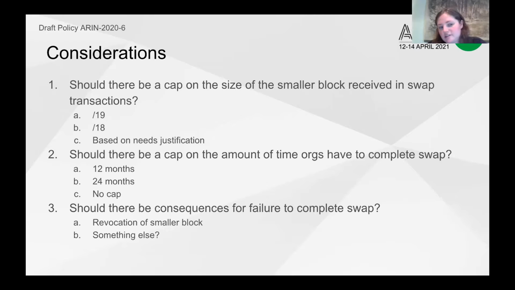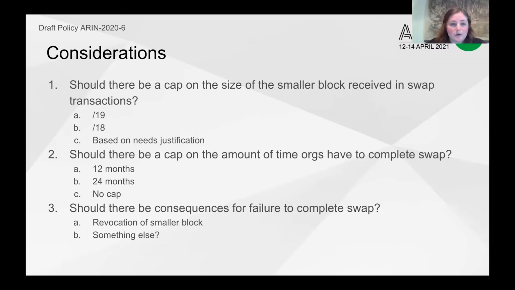Some numbers that have been thrown around for that are a /19, a /18, or just making that based on needs justifications. So the way that would work out is if we just ignored the utilization of the larger block that they're not fully utilizing because they're going to be transferring that out anyway, and then base the size of the smaller amount of space that they can receive on what they otherwise would have been able to qualify under needs policies.